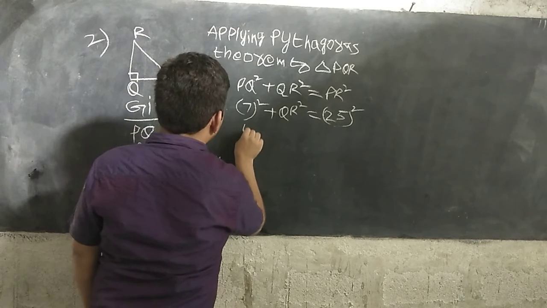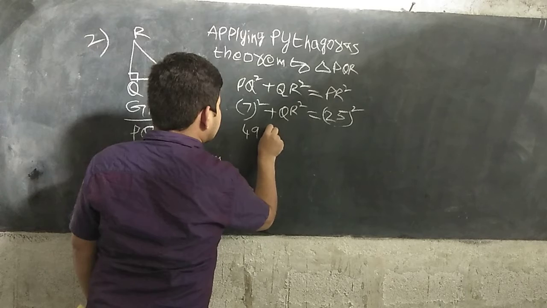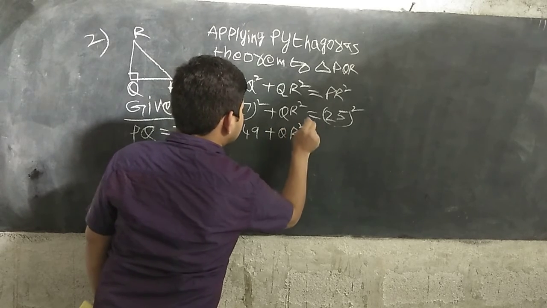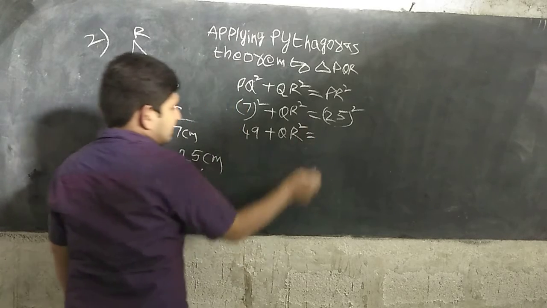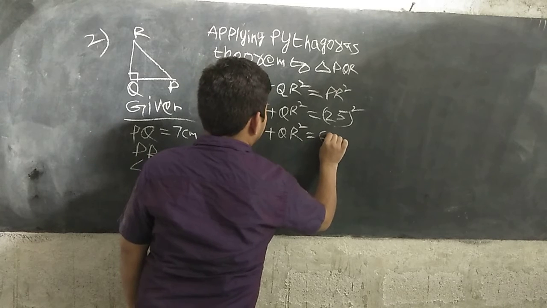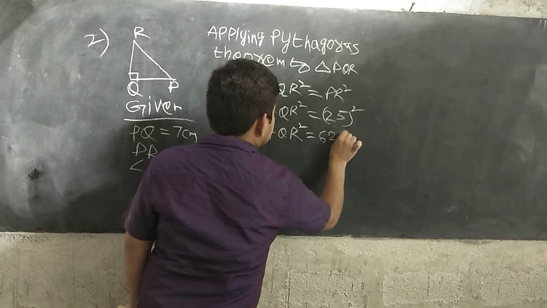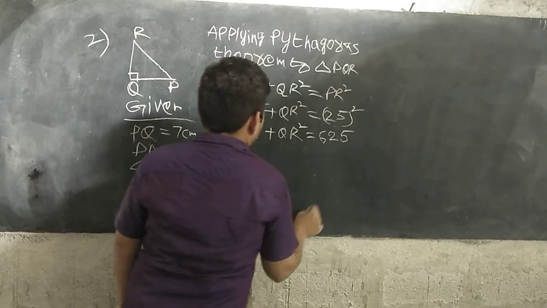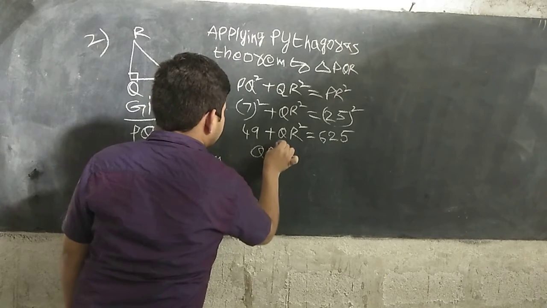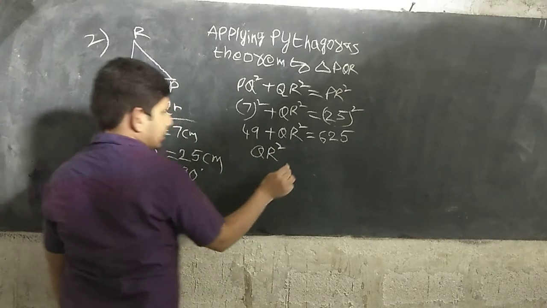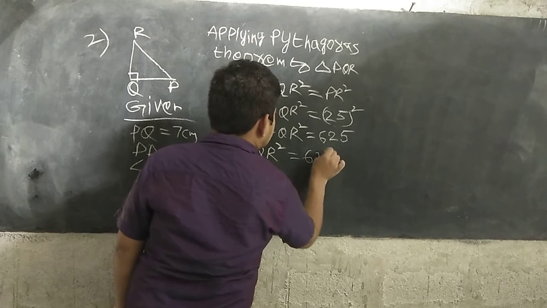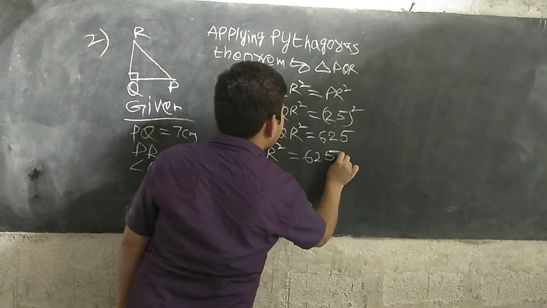49. 49 plus QR square equal to 25 whole square. 25 whole square equal to what? 625. Okay, 625. Now QR square equal to 625 minus 49.